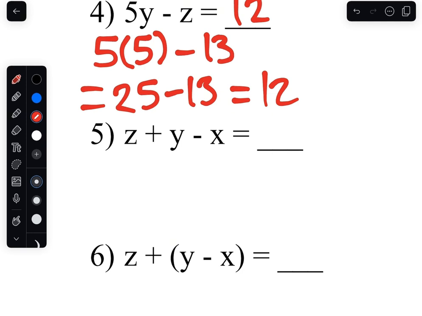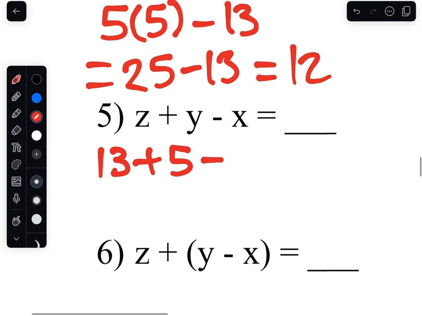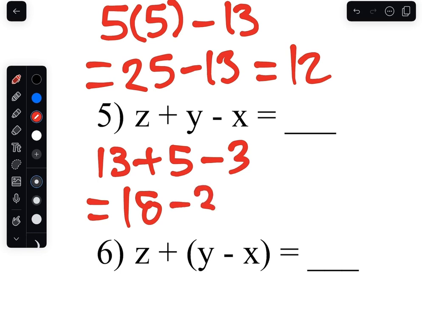Number 5, z plus y minus x. So 13 plus 5 minus 3. 13 plus 5 is 18. 18 minus 3 is 15.